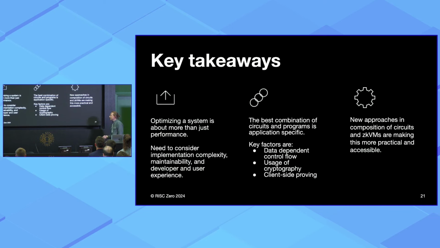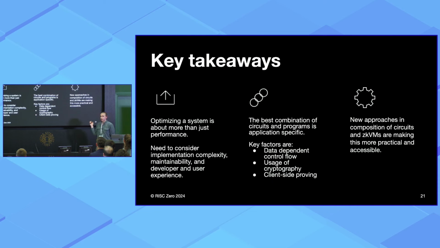So quickly, key takeaways. Optimizing systems is about more than just performance. You need to consider security. You need to consider complexity, which means security as well. Maintainability, developer experience, user experience. The best combination of circuits and programs is going to be application specific. Data-dependent control flow is one thing to look for. That's zkVM favoring. Usage of cryptography favors circuits. Client-side proving favors circuits as well.